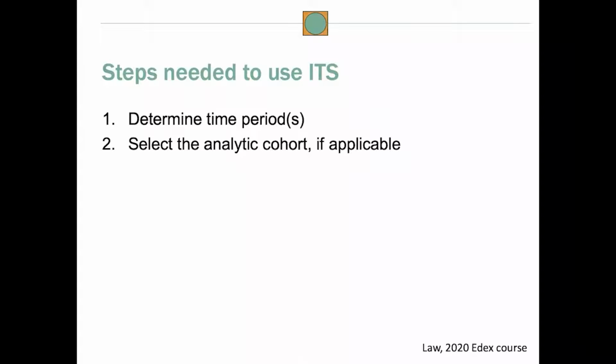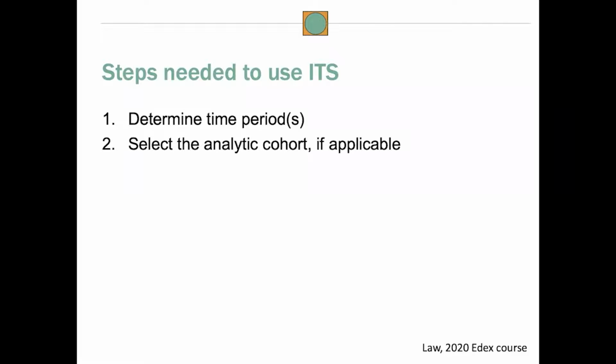Next, you want to identify the analytic cohort. So your cohort should really be the ones who are affected by the policy during the entire time period. And this shouldn't be a problem if you're looking at an entire region. And at this period, you also want to determine if there's a control group or unexposed group that you can use to strengthen your study design.